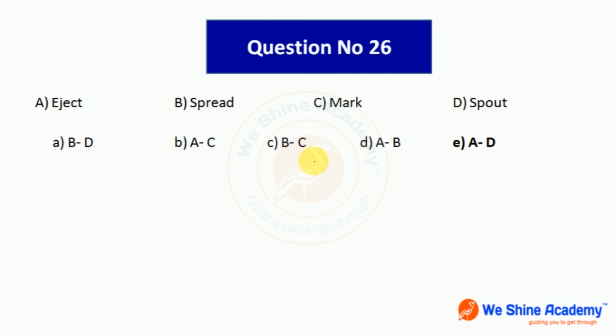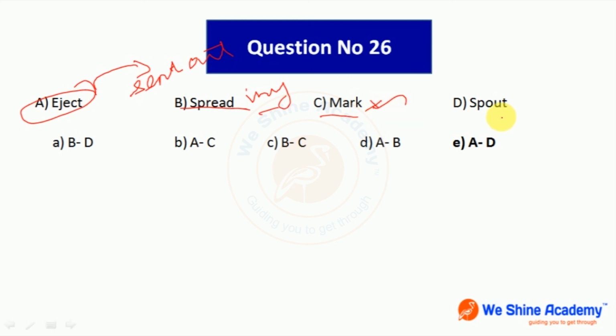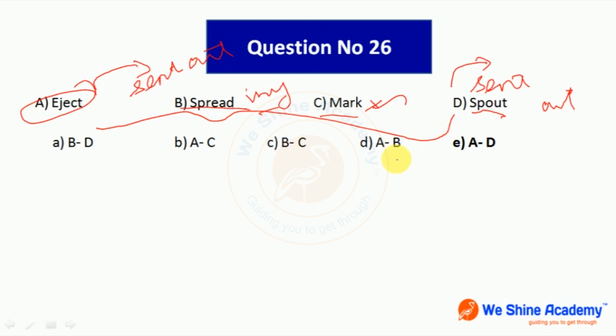Question 26. Eject, spread, mark, spout. Eject is nothing but what? Send out. Ejected out. Send out. Spread is increasing. Mark, you know what the meaning? Spout. Spout is also send out. So A and D are similar in meaning. Option E is the right answer.